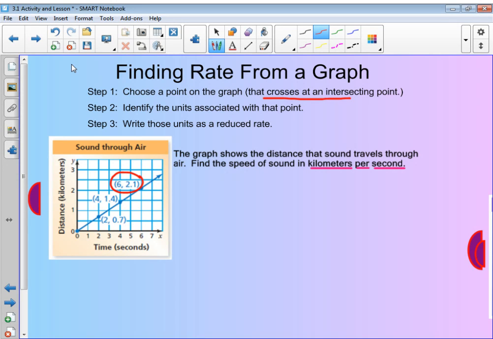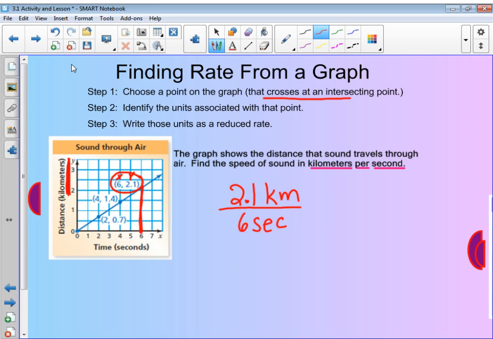Well, my 6 is my X and my 2.1 is my Y. I can remember that by doing my XYZ. But I could also reference the graph and see, oh, my 6, that's pretty close to 6 is my seconds. This a little above 2 is going to be my kilometers. So when we do this, remember we always do our Y's first. So we're going to do kilometers first, which was our 2.1 over our 6 seconds.